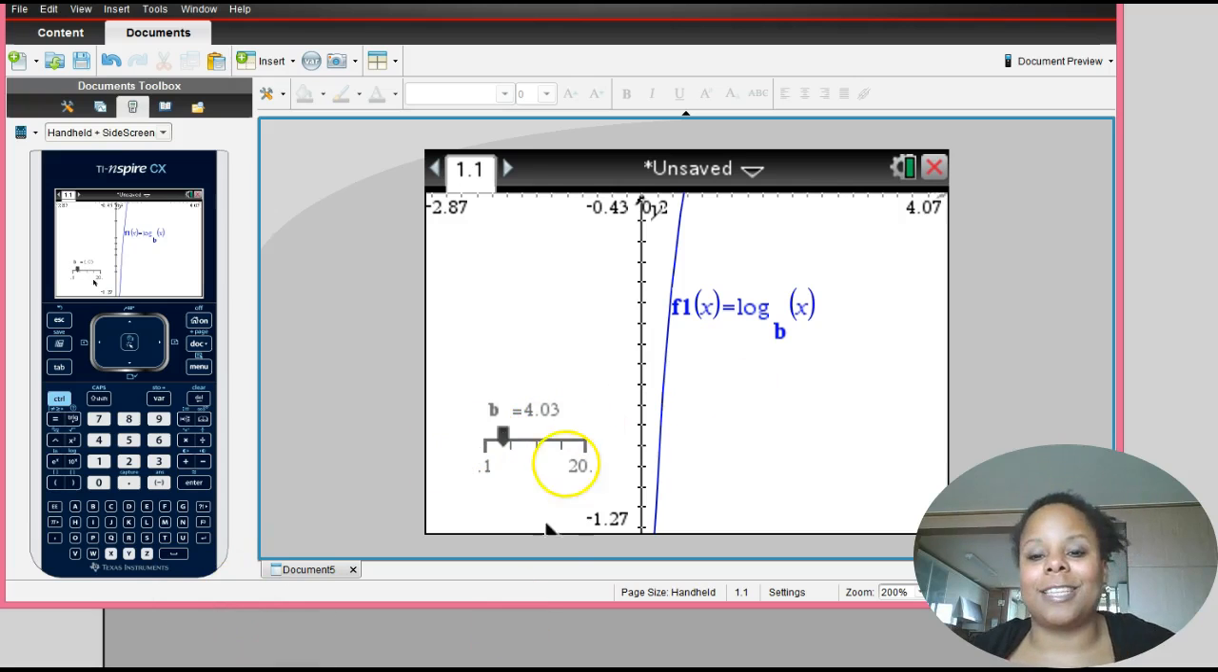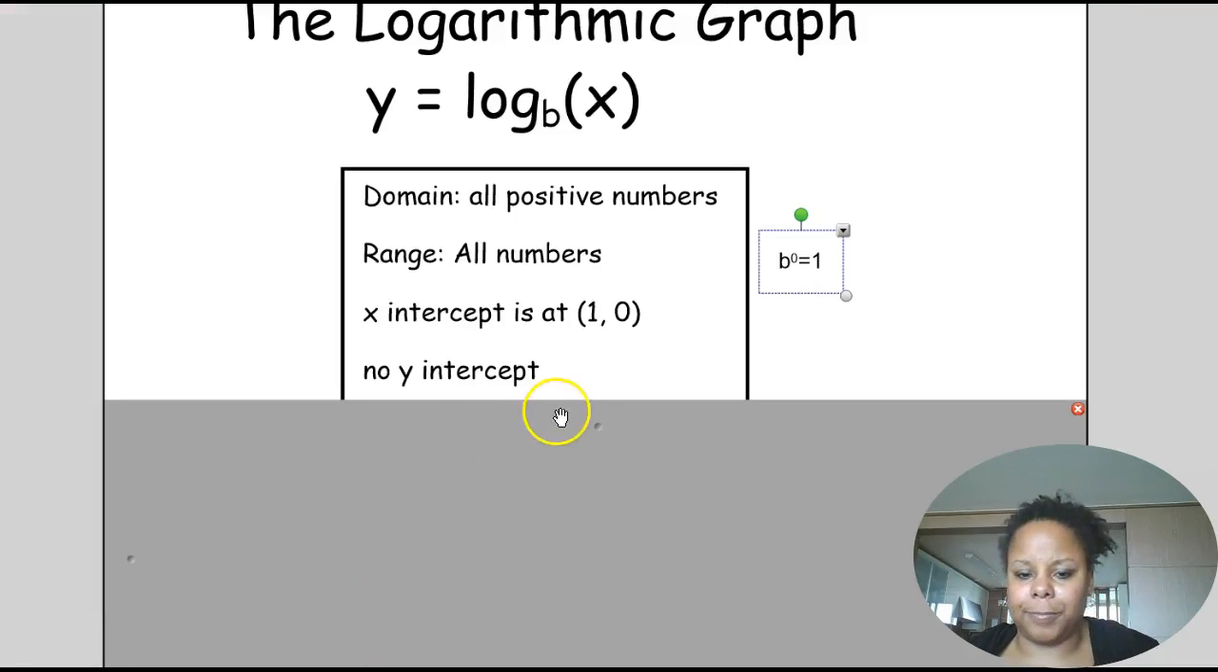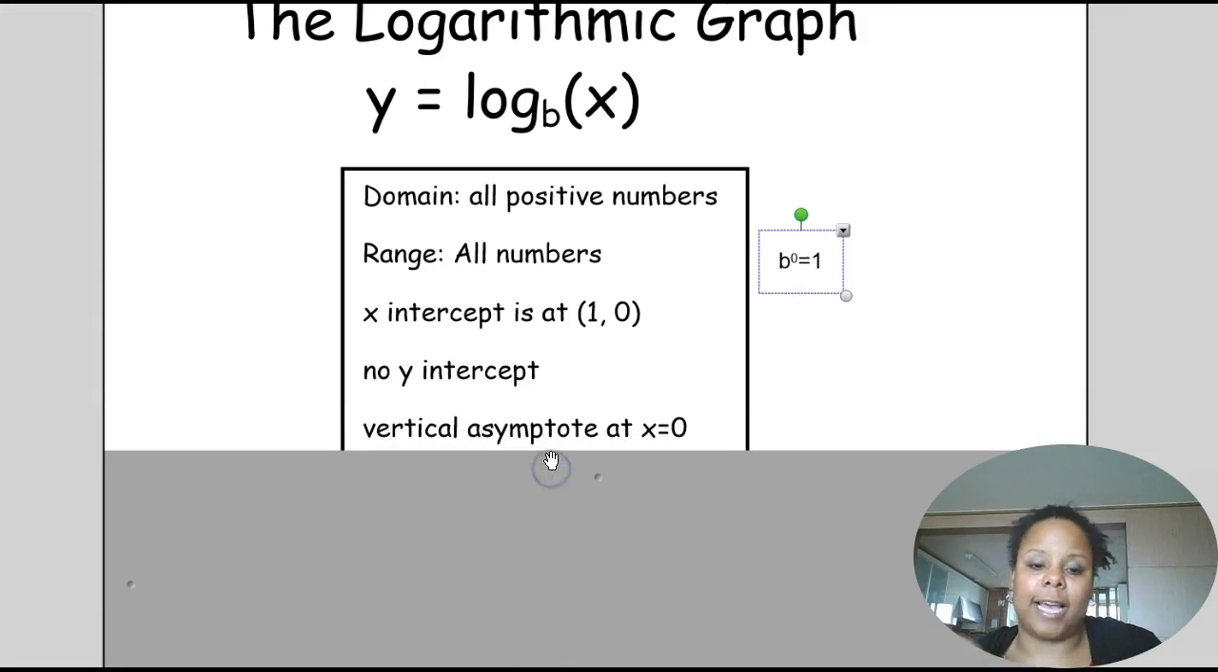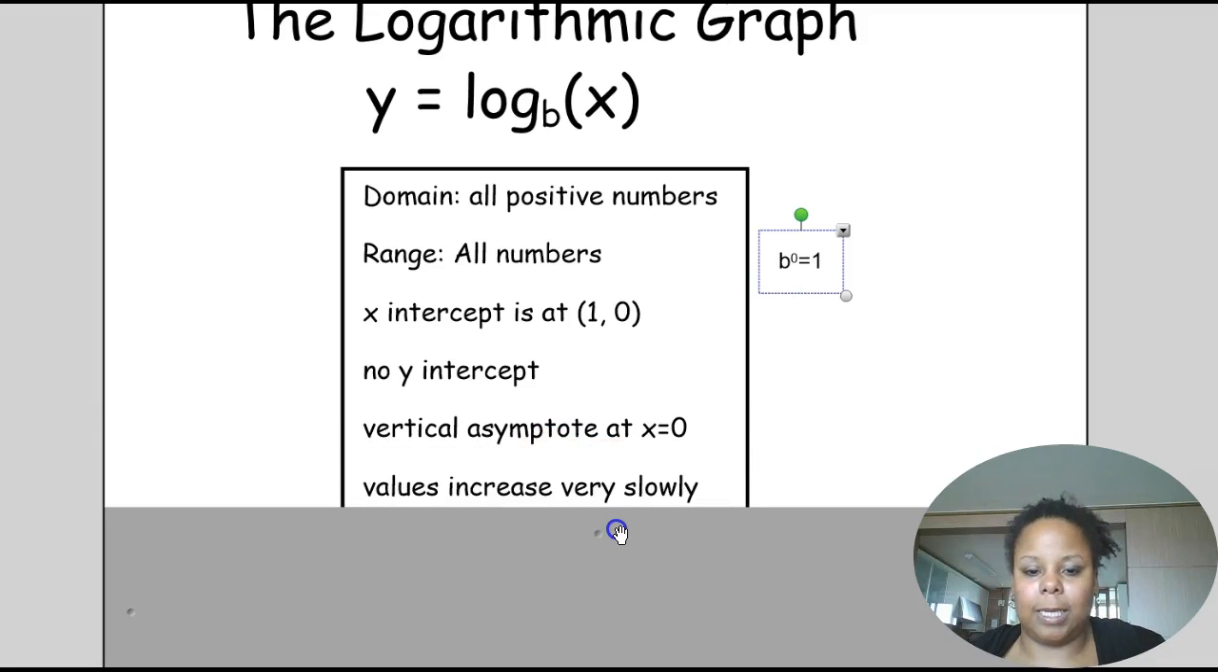But the point is that the graph will never ever reach the y-axis. It will just get really, really close. And that's important to note. So as a result, the graph has no y-intercept at all. And because of that, it also has a vertical asymptote at x equals 0.